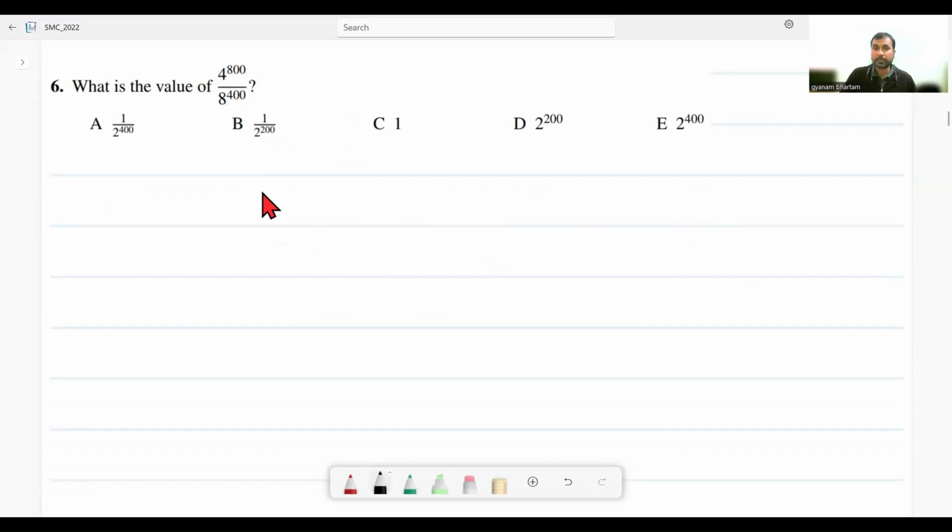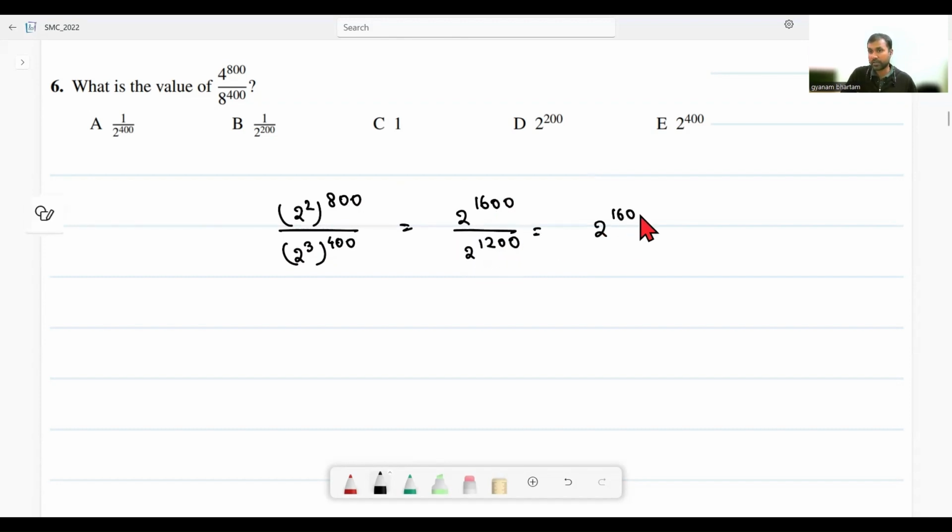Question number 6. What is the value? So convert it into powers of 2, because all the answers are in powers of 2. So convert it. 4 is 2 squared. 8 is 2 cubed. So this is going to give 2 to the power 8 times 2 is 1600 divided by 2, 1200, right? So 2 to the power 1600 minus 1200 is going to give 2 to the power 400. And this will be our answer.